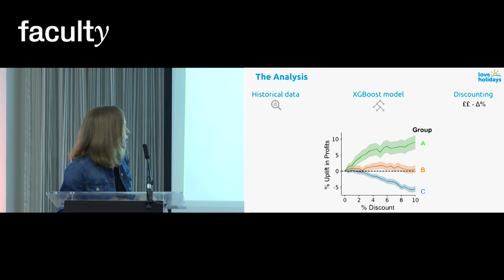So here you can see the uplift in profits as a function of the discount applied for the same 3 groups. And you can see that it's actually profitable for Love Holidays to apply discounts to groups A and B but not to Group C. So this is an example of how this simulation-based approach can provide insights into which people you should give discounts to and who you should not give discounts to.